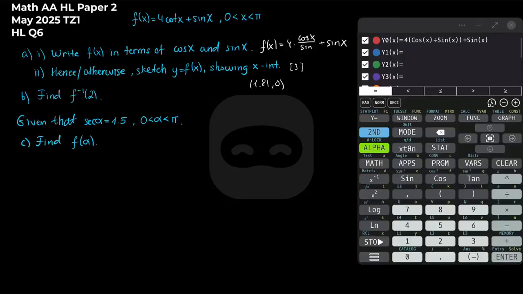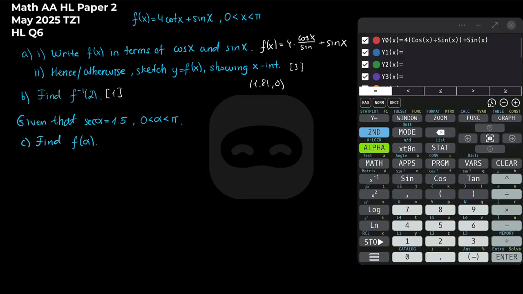Now that we have done all of this, for part B of this question, they're asking us to find the value of f inverse of 2. So here's something interesting that we have to understand. I have to first tell you that this question is only worth 1 mark, so this is actually very straightforward.